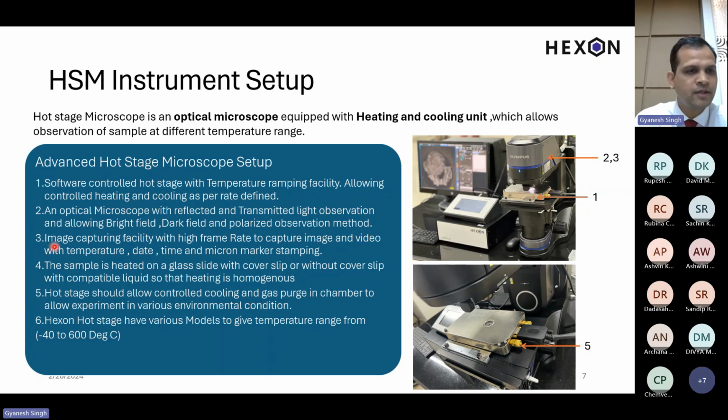We're talking about the microscope. Then third is the image capturing facility, with high frame rate. This should be there to capture images and also video, with temperature stamping, date stamping, time, and micron marker stamping for measurement. This is very important when we want to do the analysis. We have captured the image at ambient temperature, and we have captured the image after 100 degrees Celsius or 150 degrees Celsius. To know the particle size as temperature changes, the micron marker becomes the data with which we can calibrate the image.